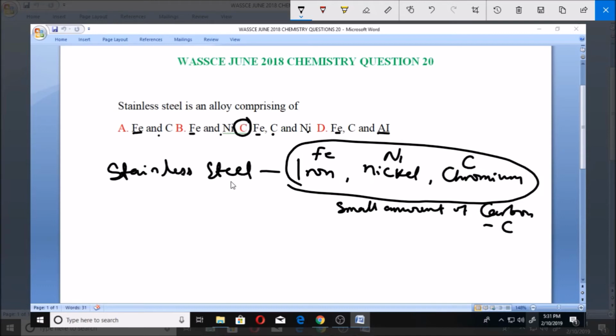But know that stainless steel is composed of iron, nickel and chromium. So those are the components of stainless steel. Then it can also contain some little amount of carbon. So that makes it the answer to this question.